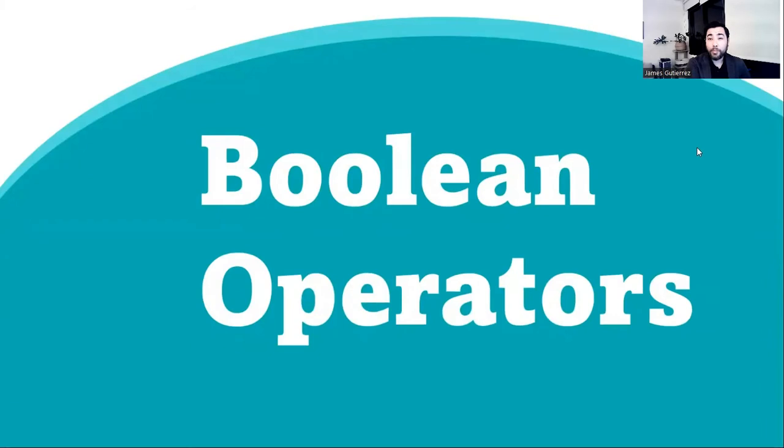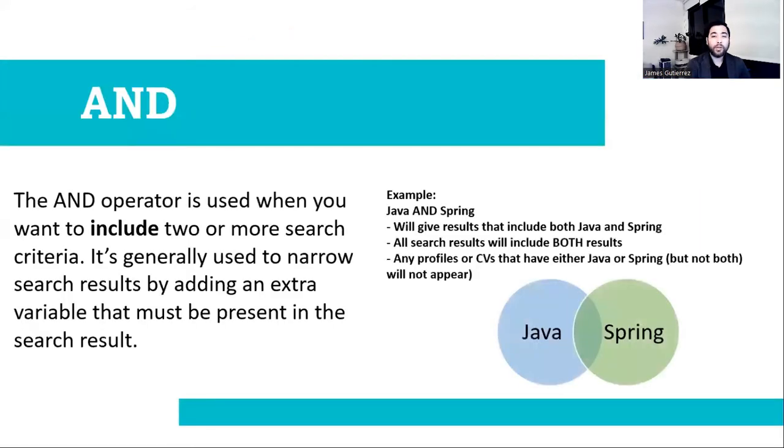Let's talk about those Boolean operators. Starting with and. The AND operator is used when you want to include two or more search criteria. It's generally used to narrow search results by adding an extra variable that must be present in the search result. For example, if you were looking for both Java and Spring, you would want to put the term and in between them. That means that both of these items are requirements for your search.